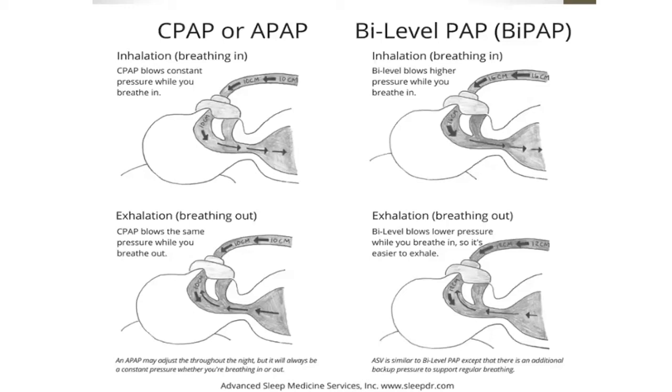In BiPAP, in inhalation mode, it's inspiratory positive airway pressure. For example, you have set it to 20. 20 cm of water pressure is going inside during inspiration, but during expiration the EPAP is low, so the patient feels comfortable during exhalation. If I and E become equal, then it acts as a CPAP. So BiPAP can act as a CPAP.